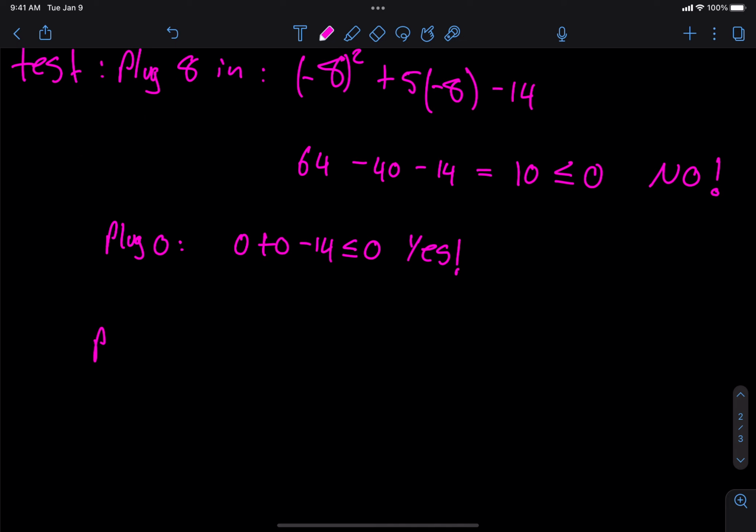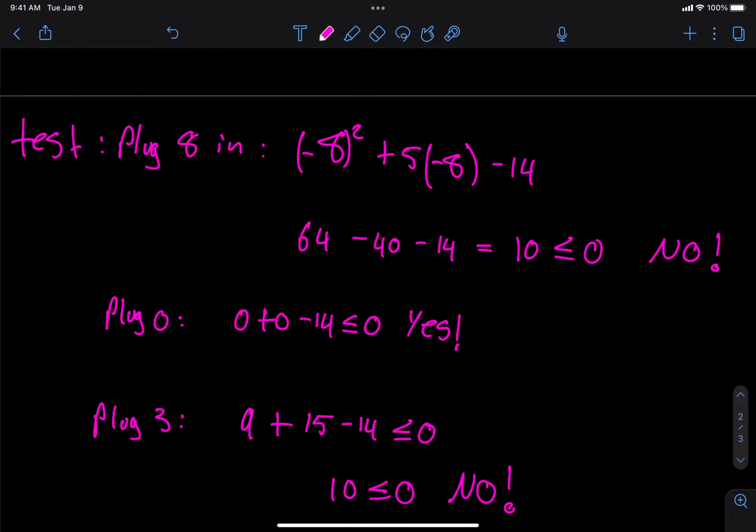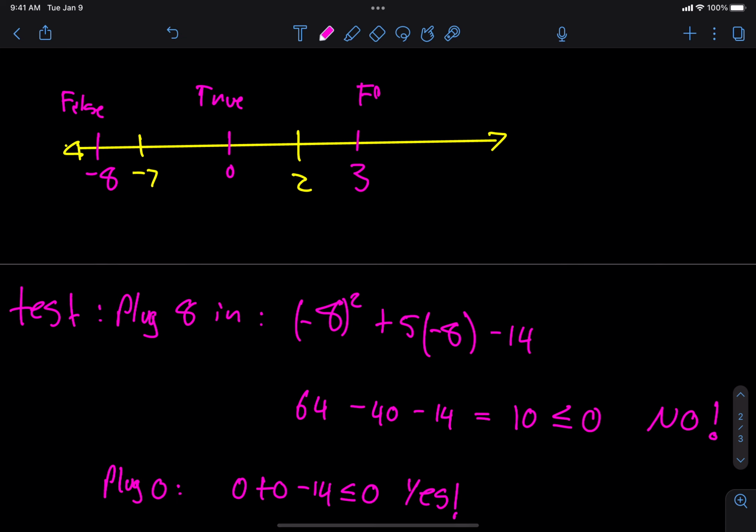And I'm now going to plug in 3. If I plug in 3, I get 9 plus 15 minus 14 is less than or equal to 0. I think that's 10 is less than or equal to 0, right? What do we think? It's false. So I'm going to put false here, and I'm not going to shade. So where am I going to shade? I'm definitely going to shade in between here, right?